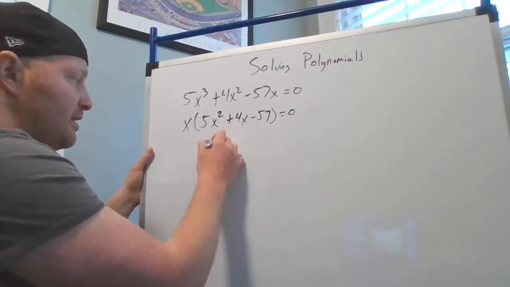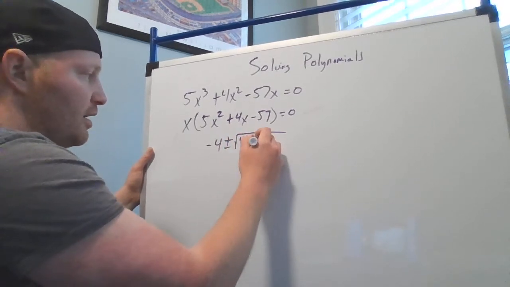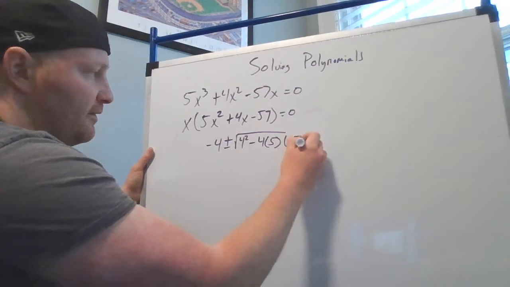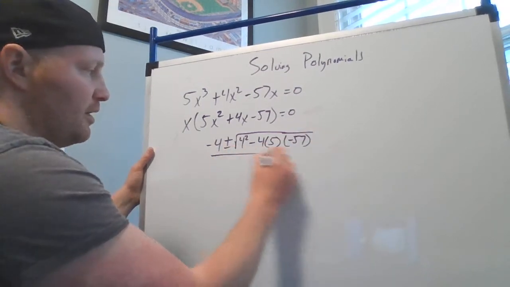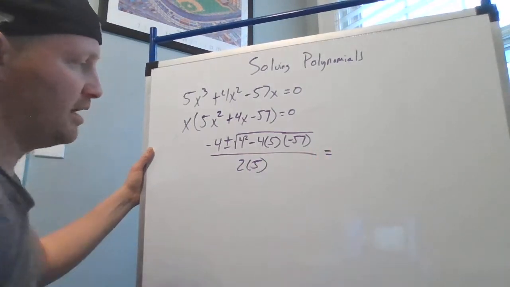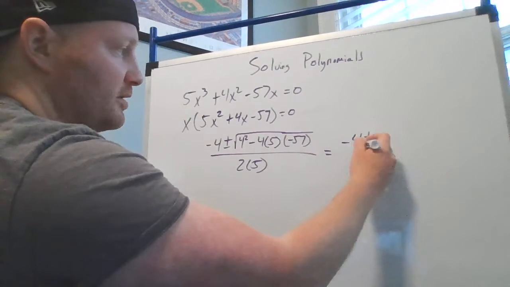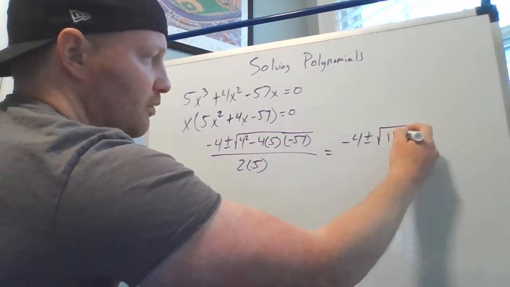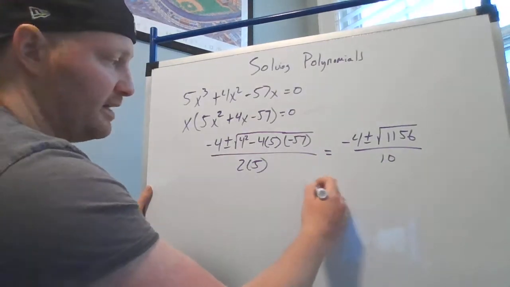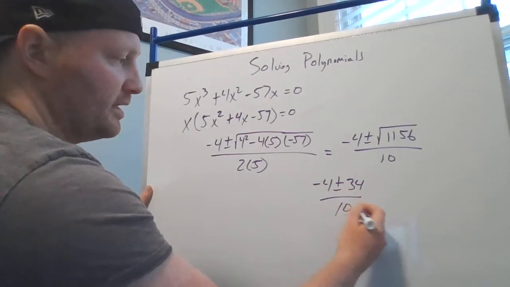So the opposite of b, negative 4 plus or minus square root of 4 squared minus 4 times 5 times negative 57. Okay? All over 2 times 5. So now I've already done this math, and when you do this, you're going to get negative 4 plus or minus square root of 1,156 all over 10, which simplifies down to negative 4 plus or minus 34 over 10.